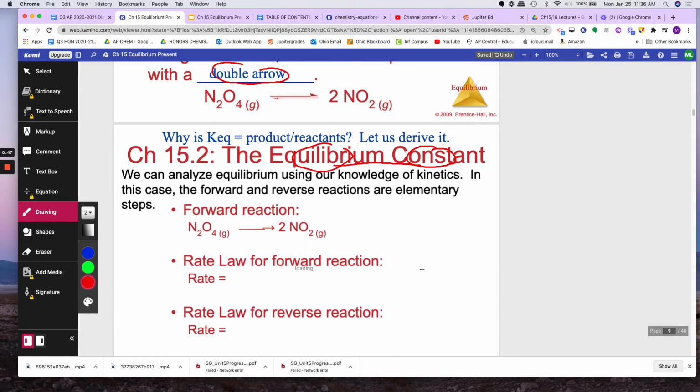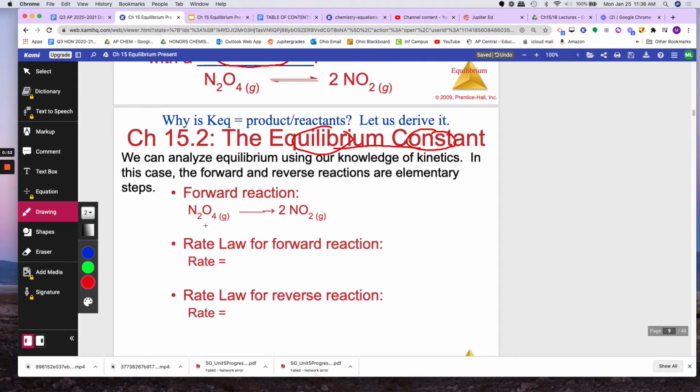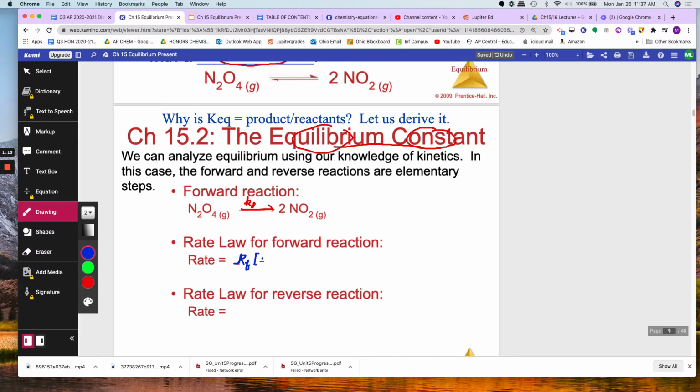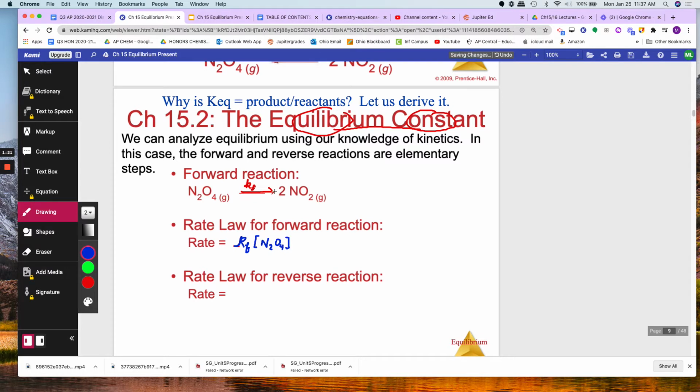So let's see how it is derived. First, let's look at this reaction. It's the same thing, the N2O4 to NO2. Again, you have a double arrow. This is the rate going forward. So the rate law would be Kf times the molarity of N2O4. It's an elementary reaction, so you can use the coefficient as the exponent, one there. Now let's do the rate law for the reverse reaction.